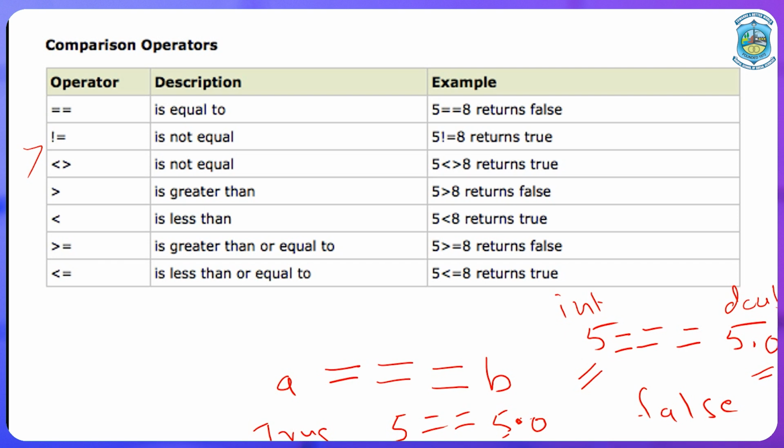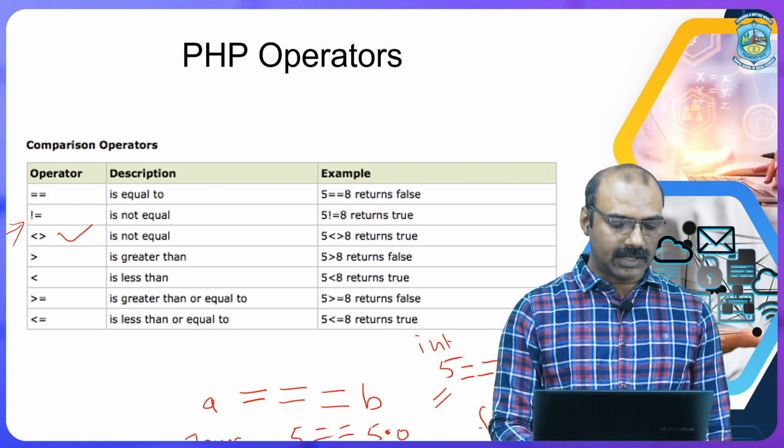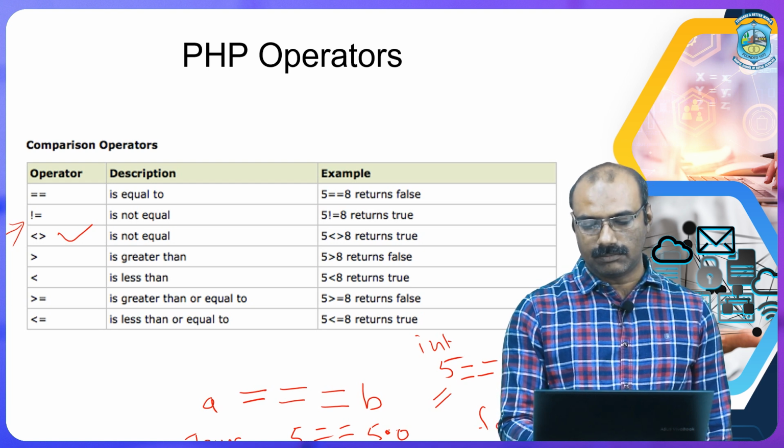Now move on to the next, that is not equal to. For not equal to, there are two ways: we can write it in this fashion, or in this fashion, and both can be used in PHP. Now greater than, less than, greater than or equal to and less than or equal to, we already know.